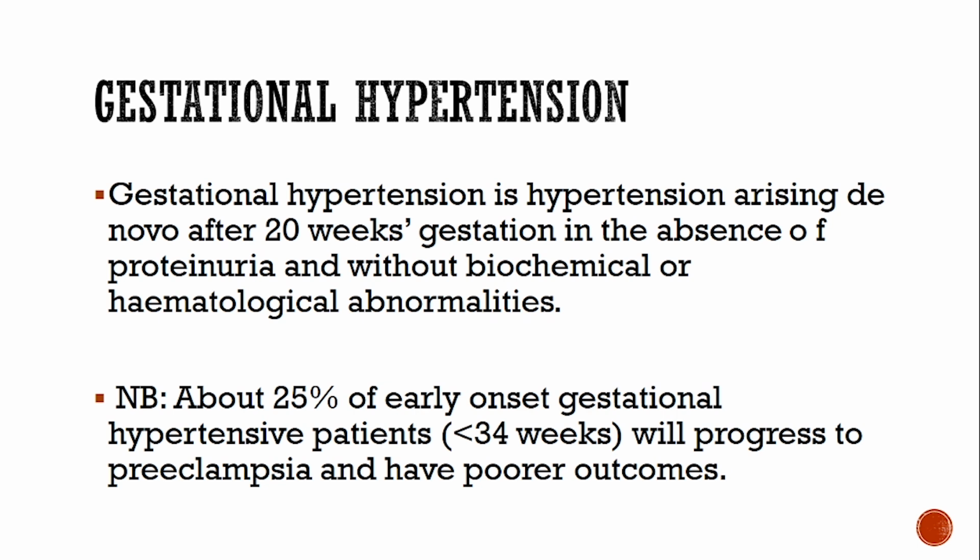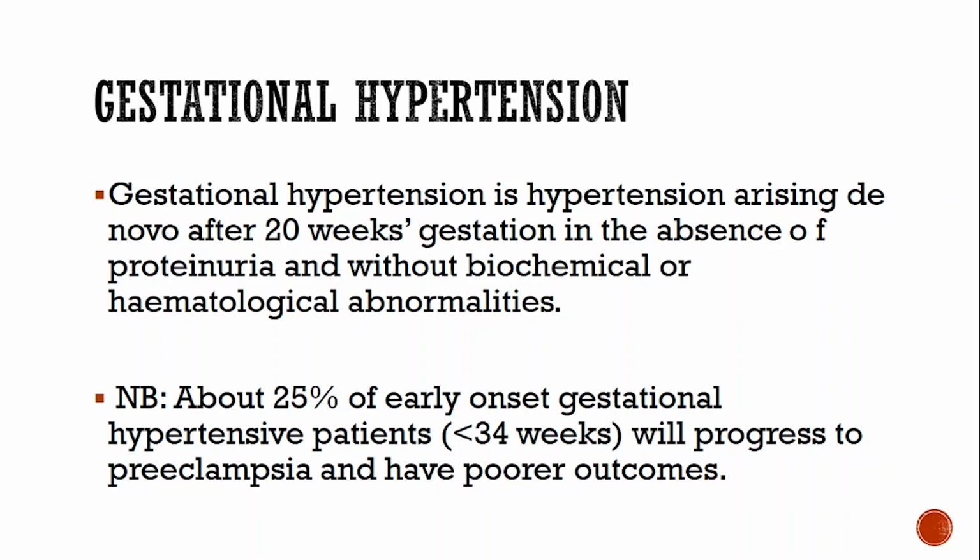For gestational hypertension, this is a common one, we are aware of this. Gestational hypertension is hypertension arising de novo after 20-week gestation in the absence of proteinuria and without biochemical or hematological abnormalities. Now, the markers there are absence of proteinuria and no biochemical or hematological abnormalities. This is very, very important. In the past, we used to call it pregnancy-induced hypertension, but the new terminology is gestational hypertension.